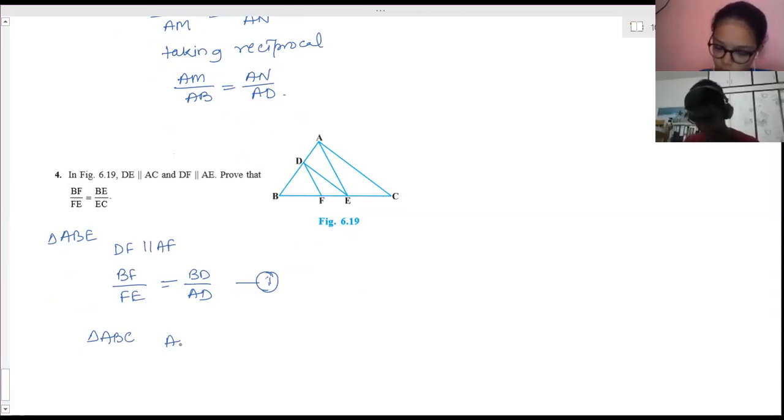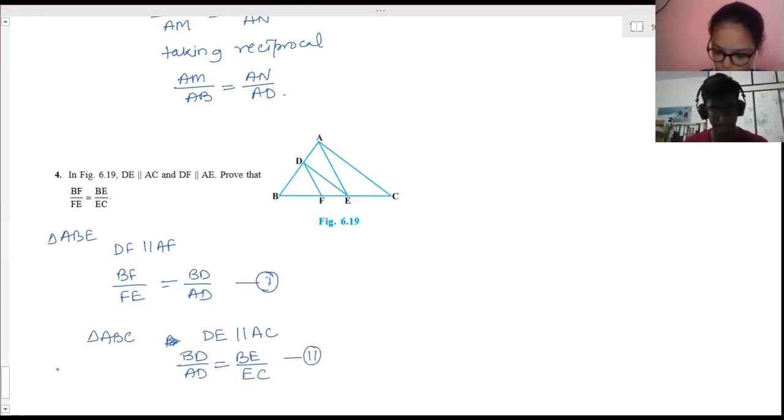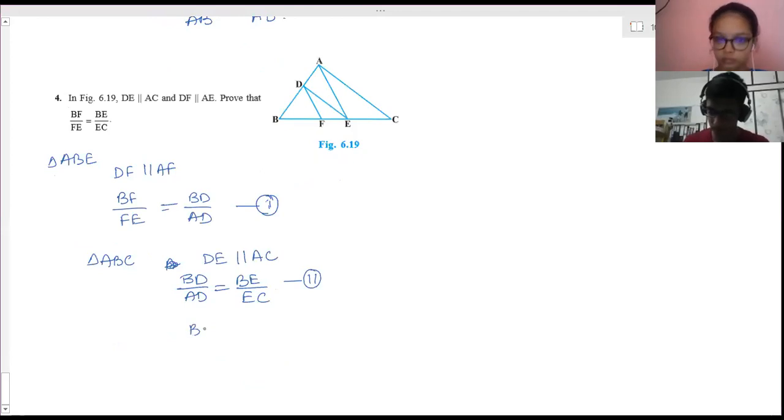BE by EC. No. In triangle ABC, which sides are parallel? Ma'am, DE and AC. Okay. Ma'am, so after that, due to BPT, BD by DA is equal to BE by EC. Name this one as equation 2. And then from 1 and 2, we get that BF by FE is equal to BE by EC.